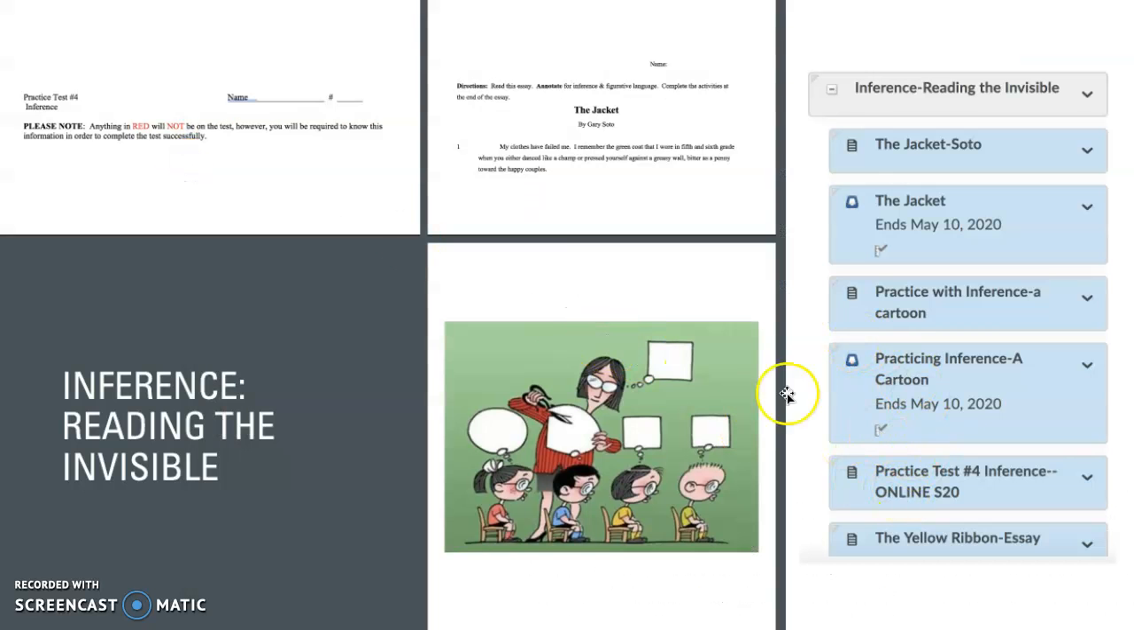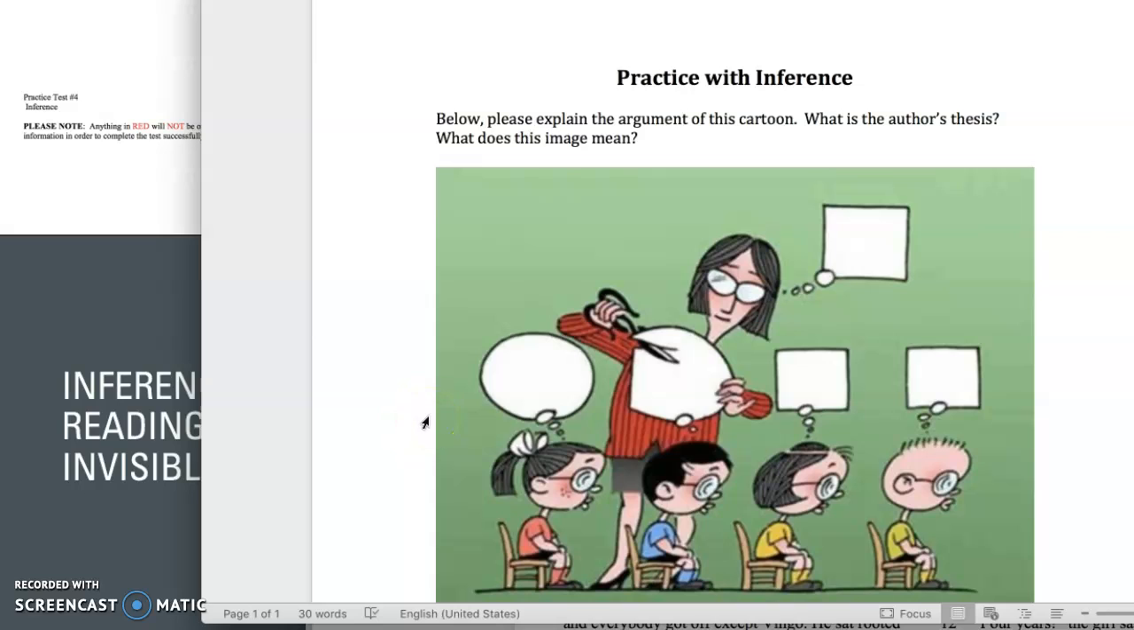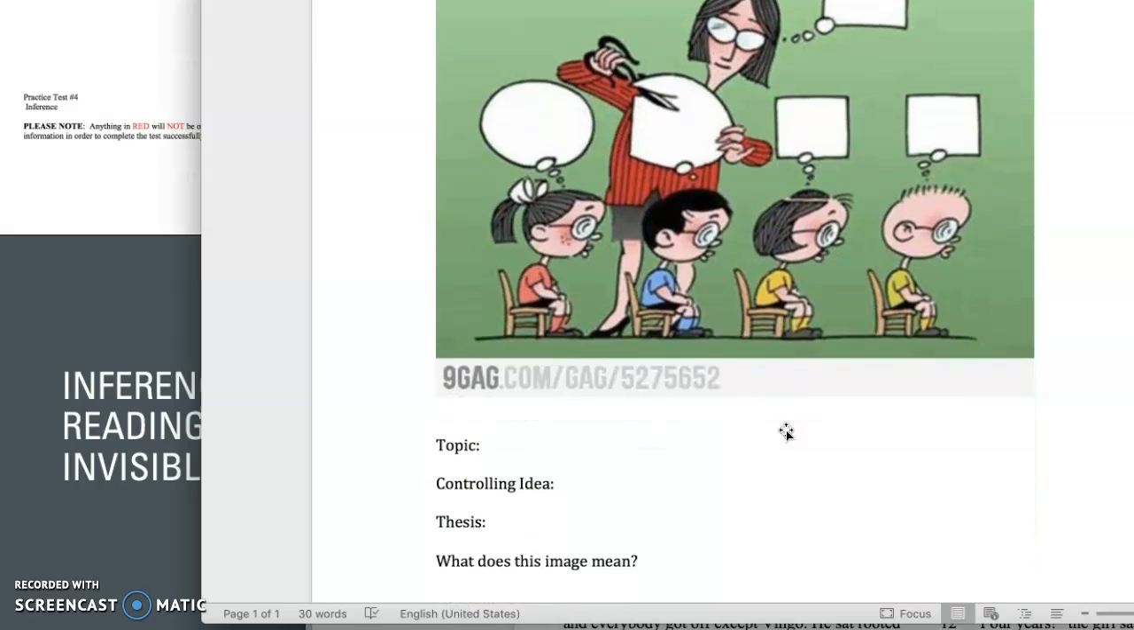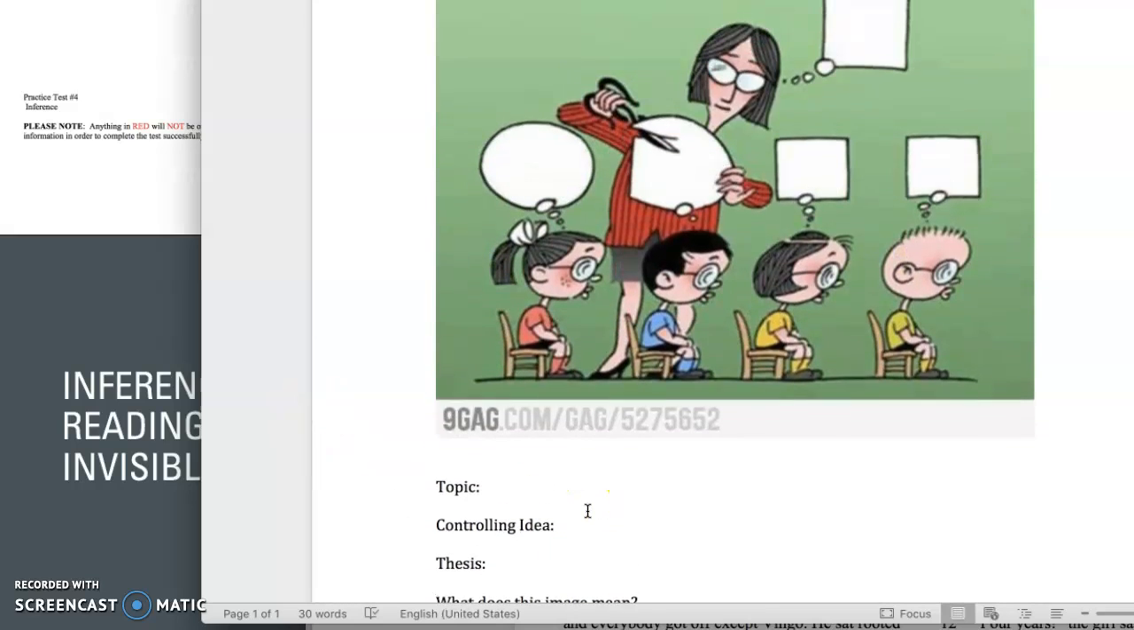All right. So then the next thing you're going to do is this cartoon assignment. You're going to be answering some questions about the cartoon. I noticed that this is out of order, so you're going to have to bear with me a second. I think this is it. Yep. All right. So the cartoon, the directions are below. Please explain the argument for this cartoon. What is the author's thesis and what does the image mean? I gave you a little bit of a structure down here so you can do that. So that's your second assignment.